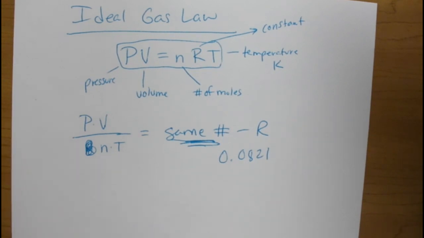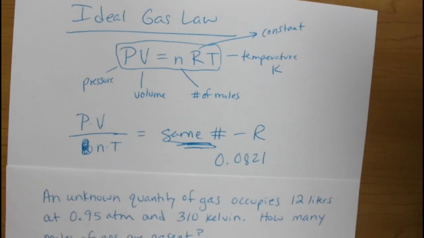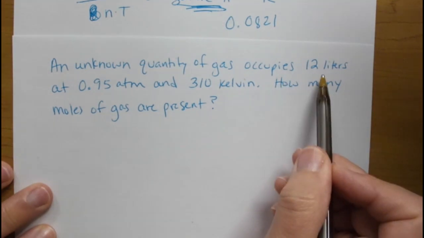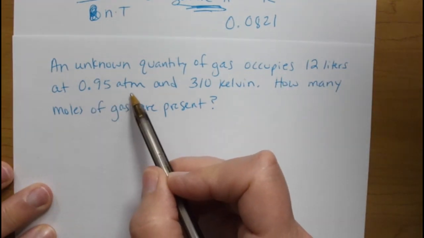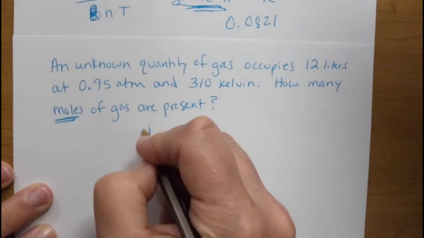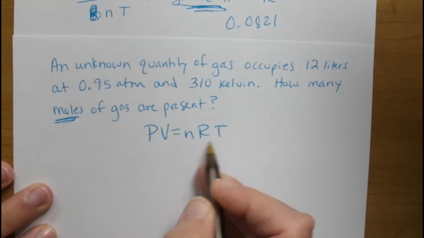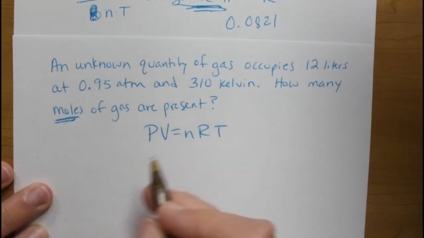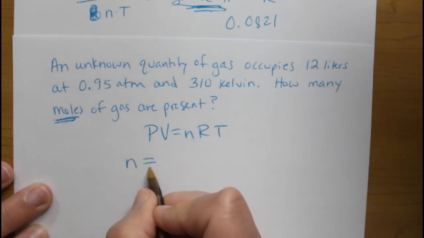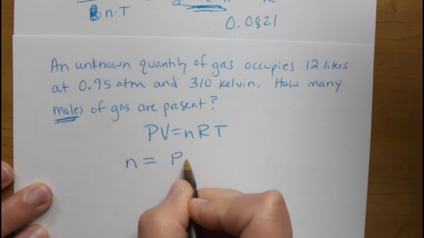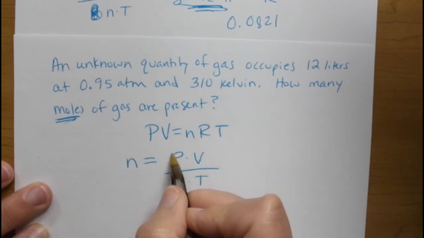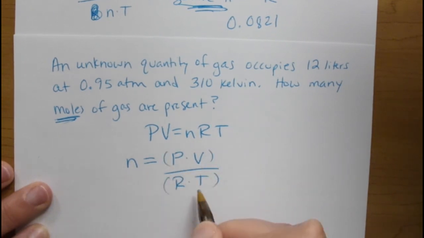So I'm going to do an example problem. The problem reads like this. An unknown quantity of gas occupies 12 liters at 0.95 atmospheres and 310 Kelvin. How many moles of gas are present? So our formula is this, but we can use some algebra to rearrange this to solve for moles, which is this one. When we rearrange that equation, the number of moles is equal to PV, which is multiplied together, divided by RT. So you would multiply these 2 things together, and on the bottom, these 2 things together.